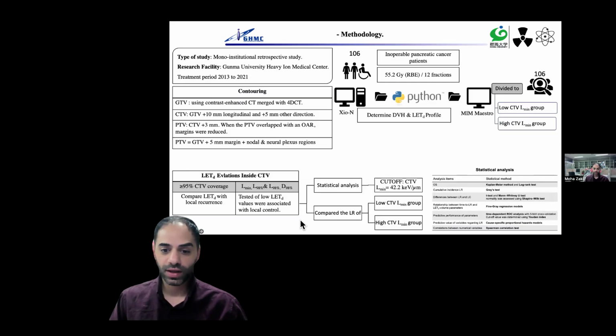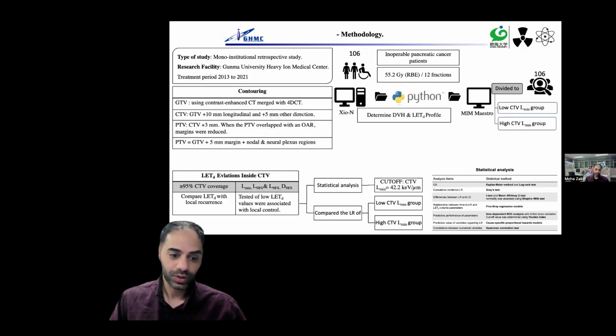This was an institutional retrospective study from Gunma University Heavy Ion Medical Center. The study included 106 patients with inoperable pancreatic cancer treated between 2013 and 2021. All patients received carbon ion radiotherapy with a prescribed dose of 55.2 gray in 12 fractions.